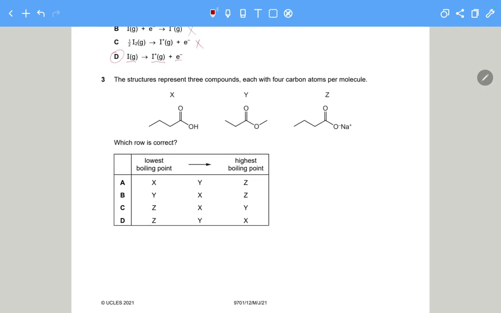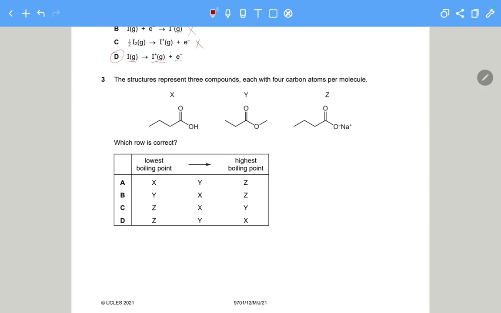Question 3. The structures represent three compounds, each with four carbon atoms per molecule. Which row is correct? So they've asked us for lowest boiling point to highest boiling point. We will not start reading the options. We'll first try to decide this for ourselves and then find that in the options.